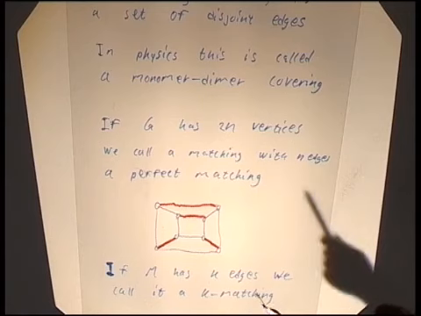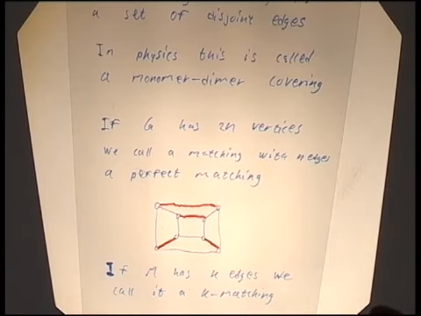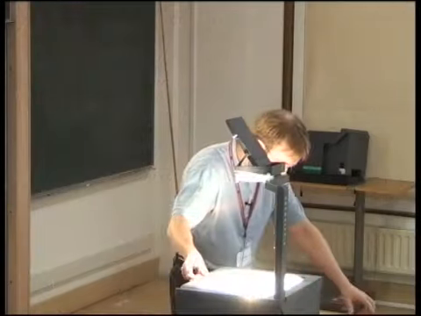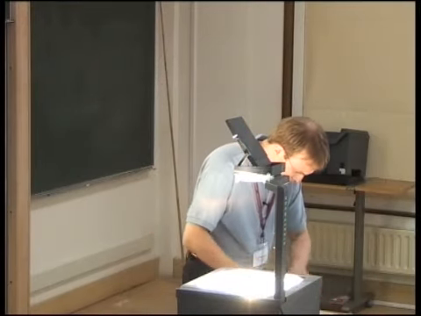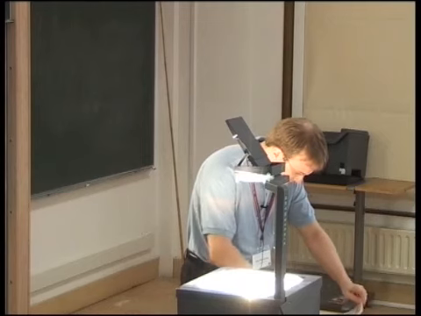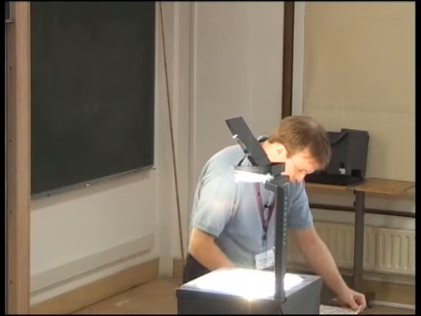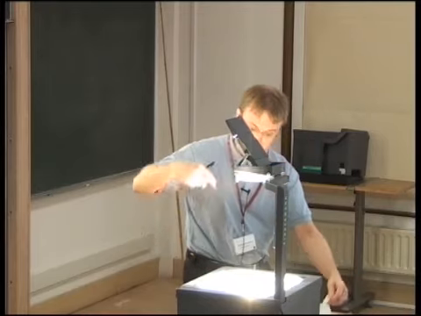And if our graph G has 2n vertices, we call a matching with n edges, so that every vertex is part of one of those edges, a perfect matching. So the red edges in this cube would be a perfect matching in the cube. And if M has k edges, we call it a k matching, or a k edge matching. These things have been studied for quite a while, both in graph theory and physics.